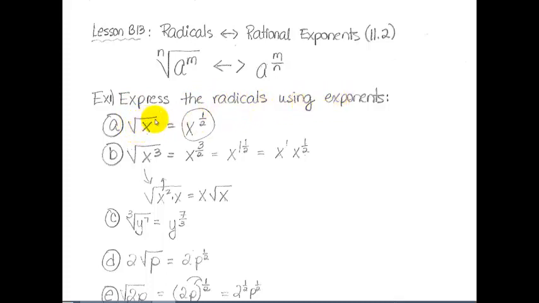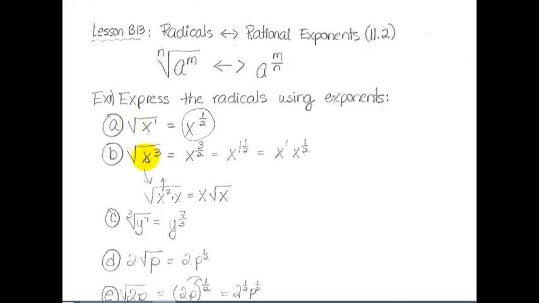Here I have the square root of x to the first. How do I change that into exponent form? Basically, I write the x, which is the base. The exponent is 1, and the root is square root, so this would be a 2, because there's an invisible 2 right there. Here's the next problem.